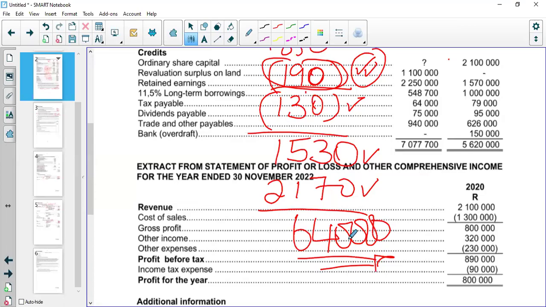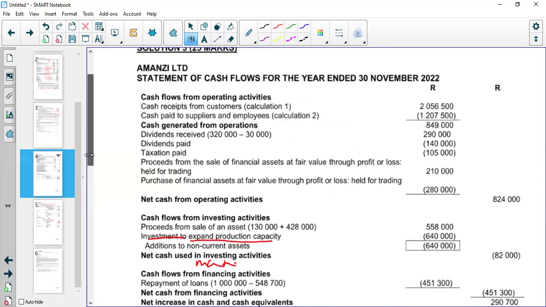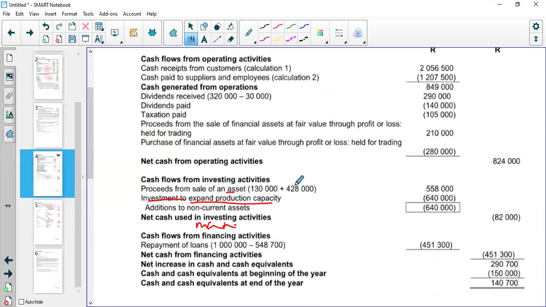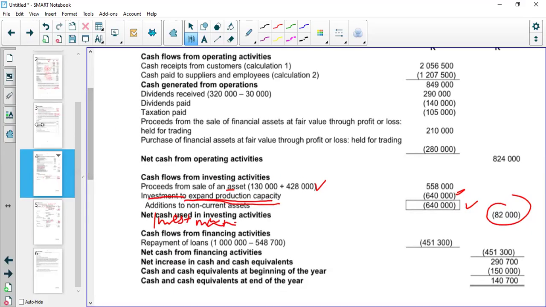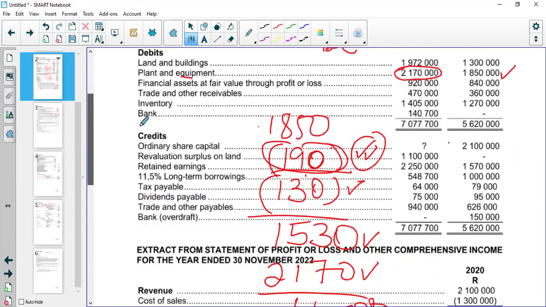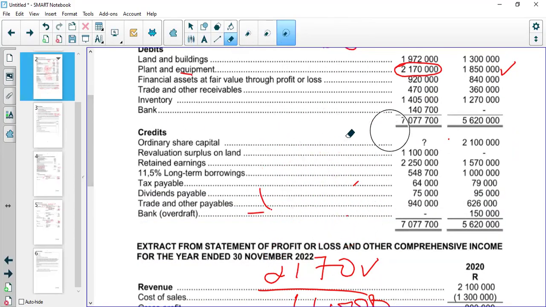Right? So where do we go? To the final answer. So we have these proceeds from the sale of assets. We have combined them. Investment to expand production capacity, this 640. We could also have here investment to maintain production capacity. If something was bought to replace, they say it was bought to replace this, then that is what we have. Then this is the net cash used in investing. Then cash flows from financing activities should be easy because we just look at the financing section.